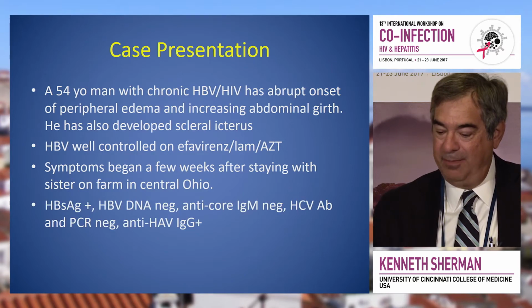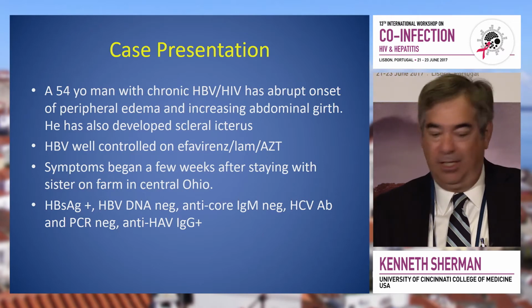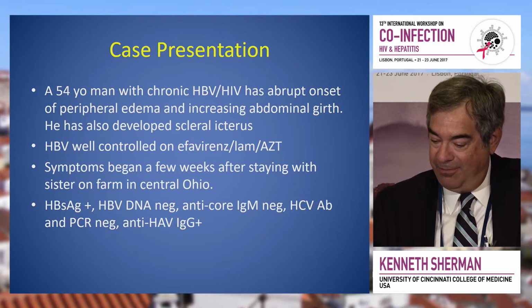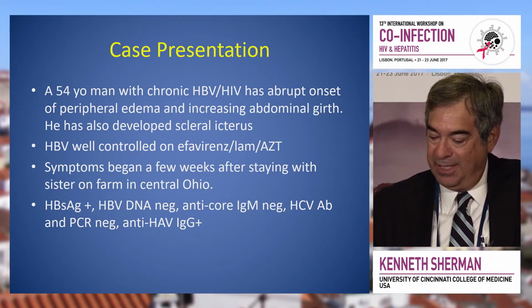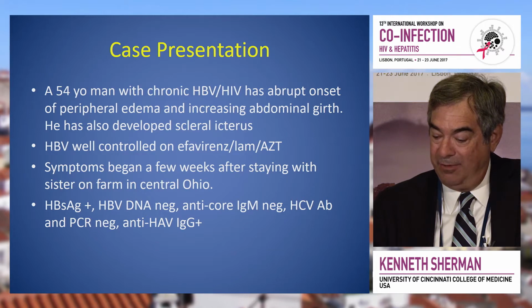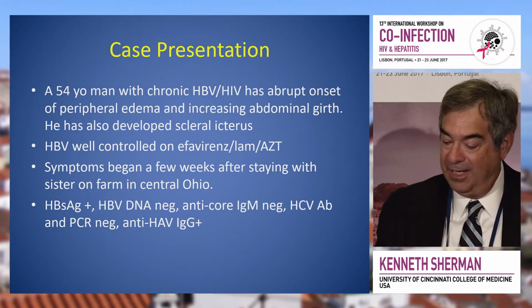And here are his lab tests. His HBsAg was positive, which we assumed, but his HBV DNA was negative, so he was still suppressed. His anti-core IgM was also negative. Hep C, both antibody and HCV RNA, were negative, and he had antibody IgG to hepatitis A.